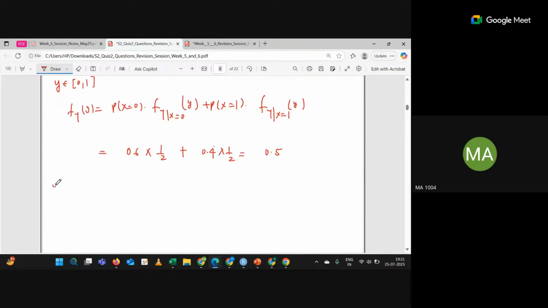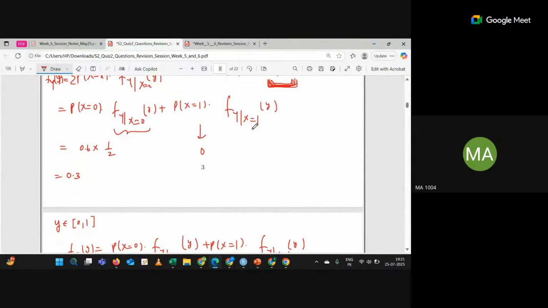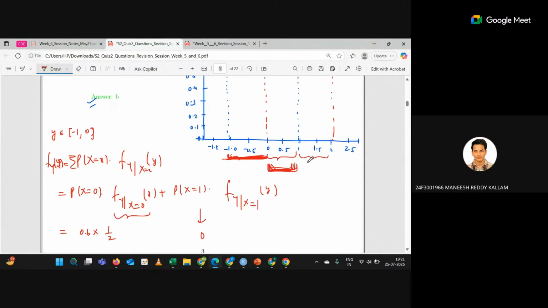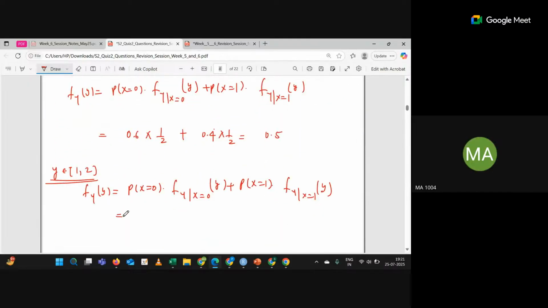Now, when y is 1 to 2, there is again a smart approach. You have to think of it. So probability x equal to 0 into f y given x equal to 0 at y, plus probability x equal to 1 into f y given x equal to 1 at y. So for this part, is there any role of x equal to 0? No, sir, it is not defined. That's why it is 0. Whenever you have an undefined event, the probability will be 0. That's all. Very simple approach.